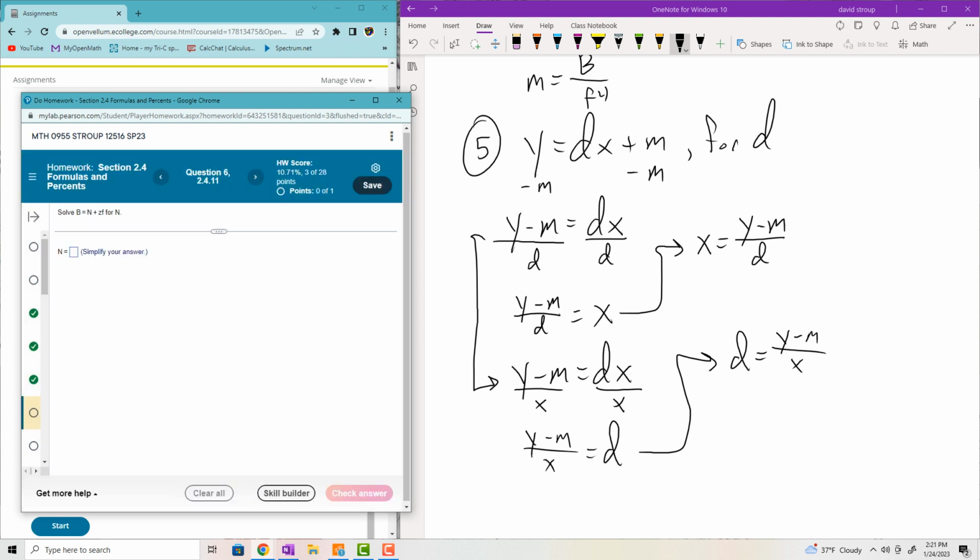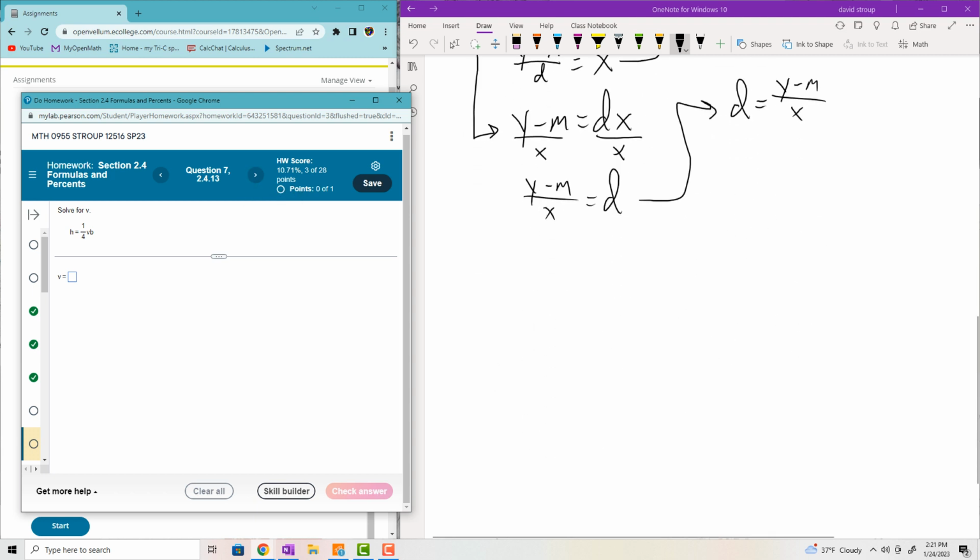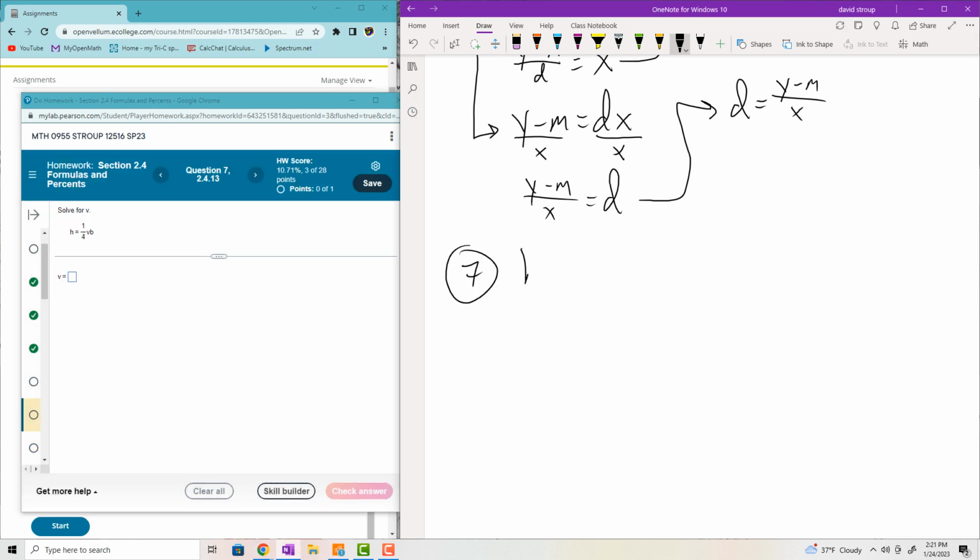Okay, maybe skip ahead a couple here. Here's a fraction. So generally when you have a fraction, you want to multiply to get rid of it. Let's see if we can maybe jump ahead to, sure, let's do number 7. Okay, so number 7, here I have h equals 1/4 v times b, and I want to solve for v. Okay, so off the bat, I'm just going to get rid of that 1/4 by multiplying both sides by 4.